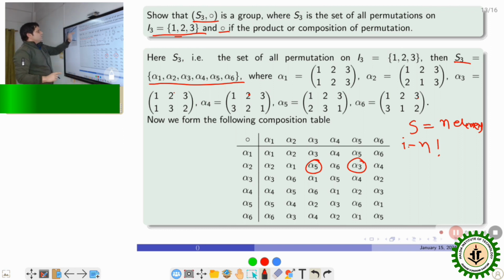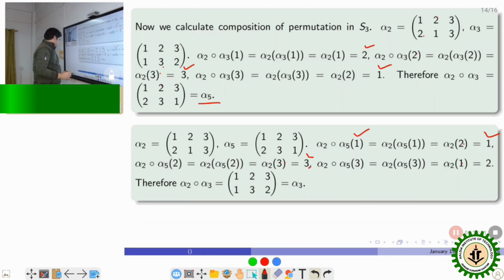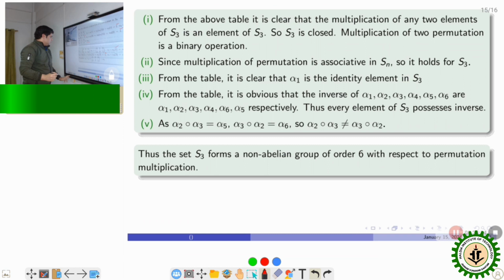We already know that if we take any Pn, that means all permutations on the set of n elements, this is associative. And we know that if a large set holds the associative property, then a subset of this must also hold the associative property. Therefore, the associative property also holds in S3.